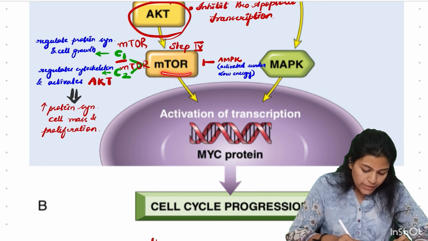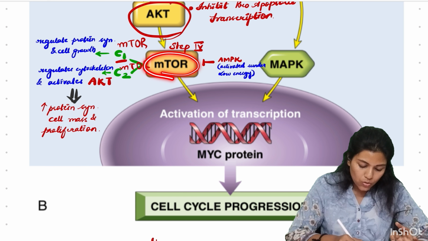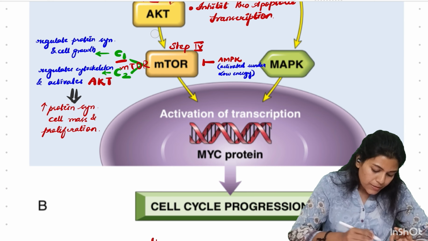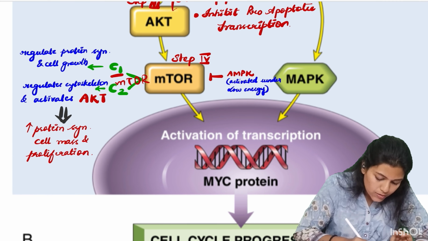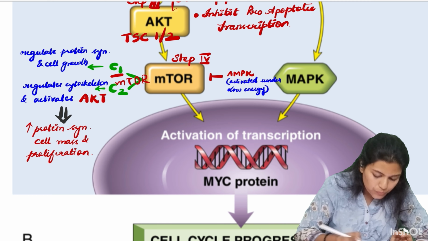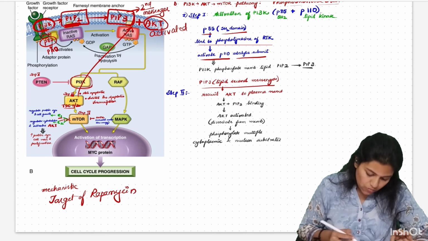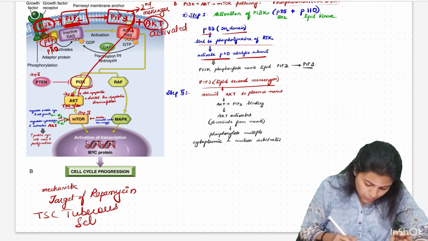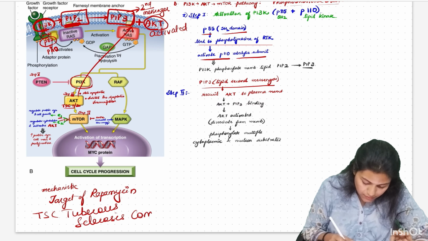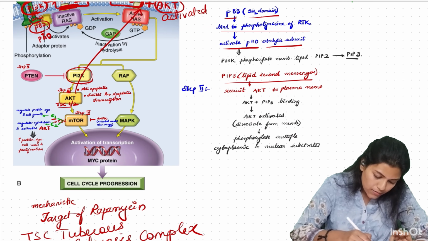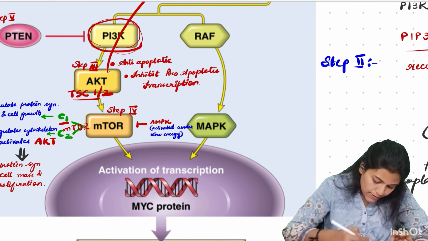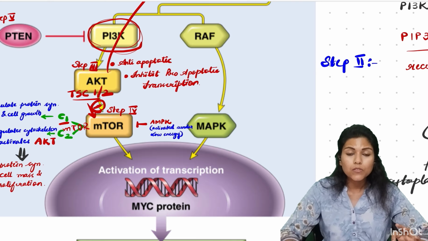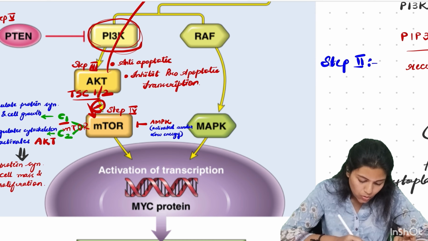Now, I'm saying we began the story with activated mTOR, but the fate of mTOR depends upon a molecule called TSC1 or 2. The full form of TSC is tuberous sclerosis complex. This tuberous sclerosis complex has a negative impact: tuberous sclerosis complex 1 and 2 will inhibit mTOR.